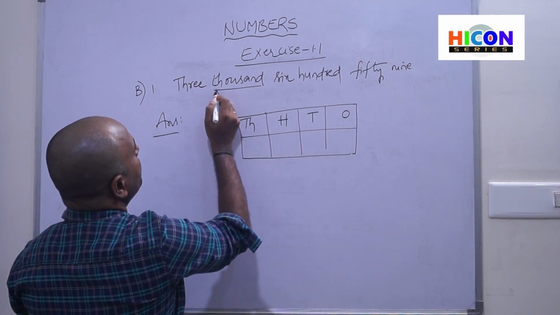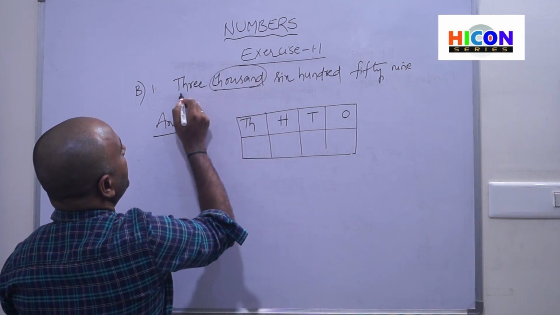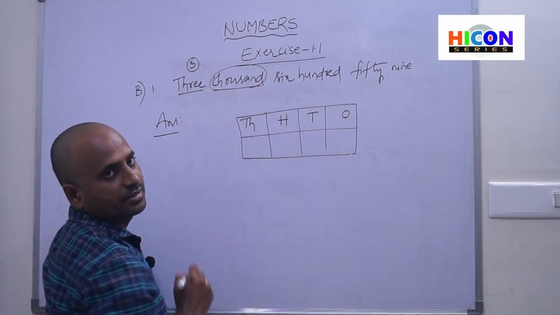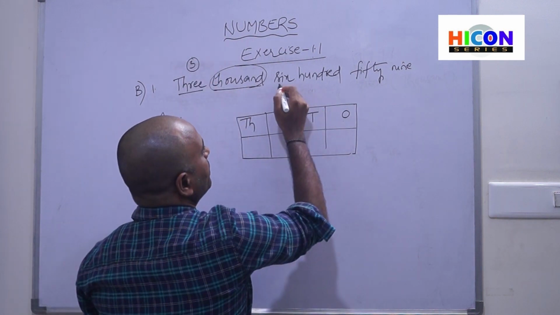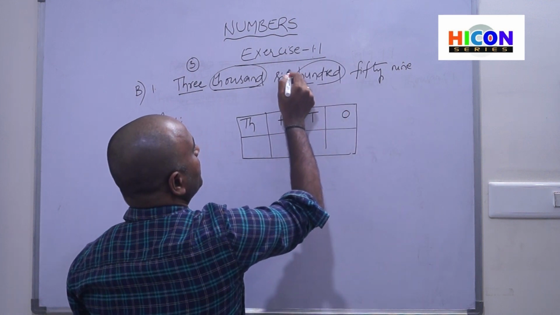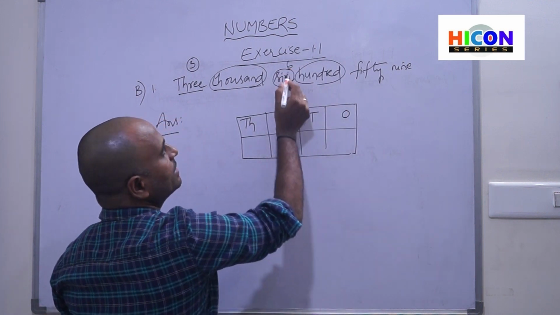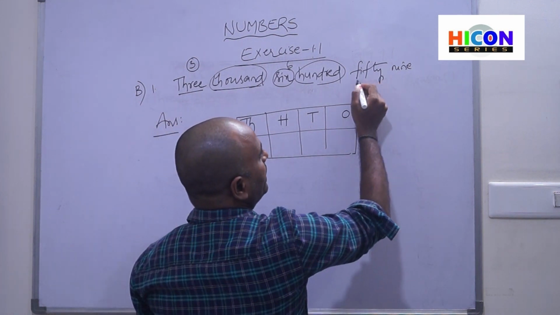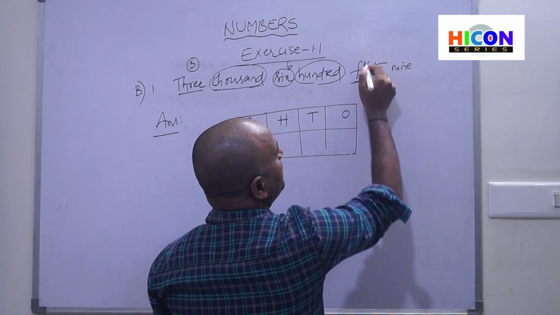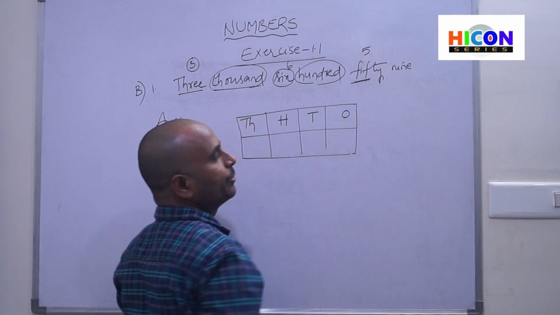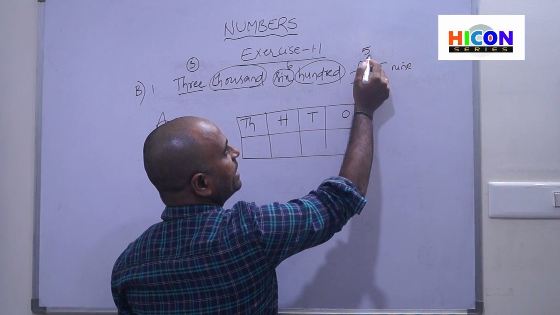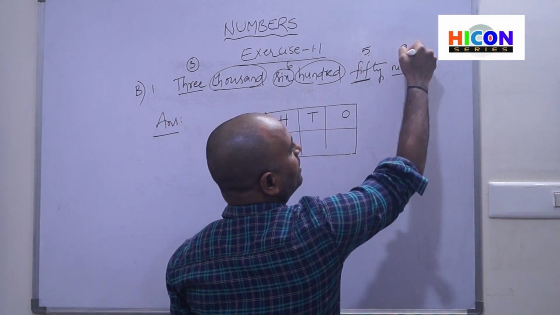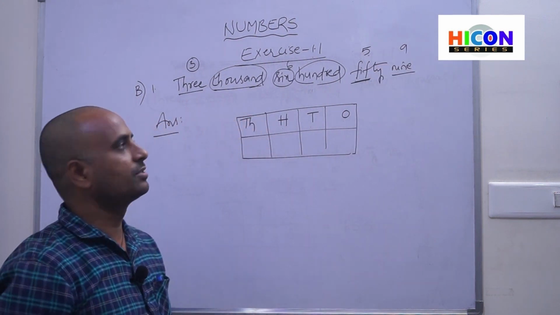Here, thousands place contains 3. So 3 is in thousands place. And in hundreds place there is 6. So 6 is present in hundreds place. Next, in tens place there is a digit 5. 50 means 5 is present in tens place. And 9 is present in ones place.